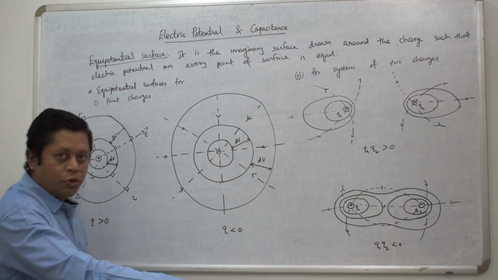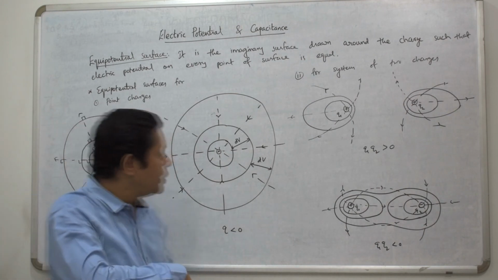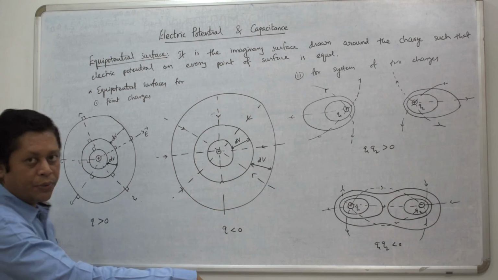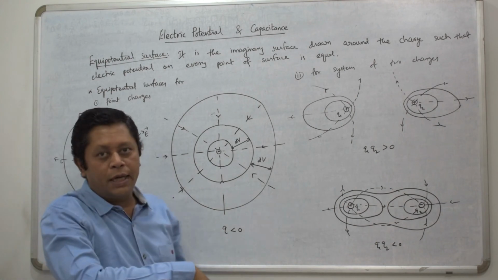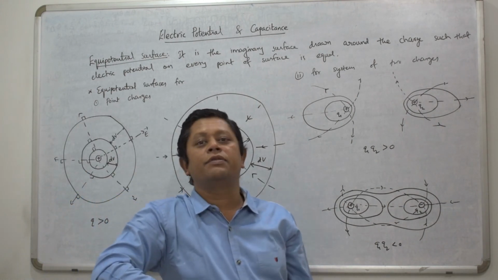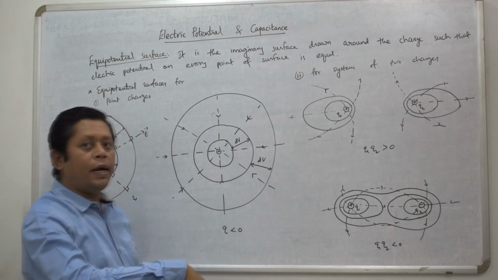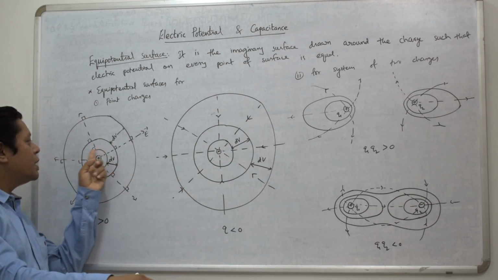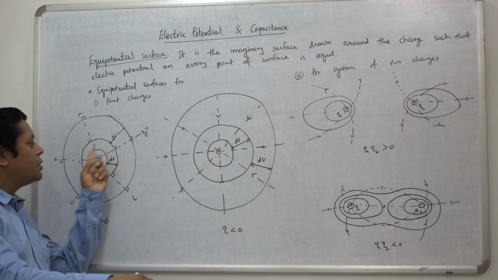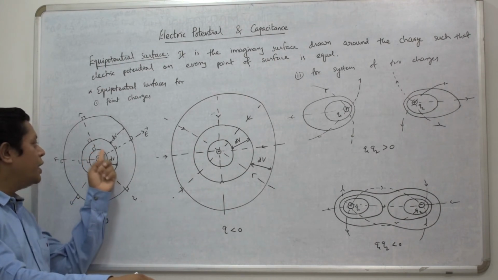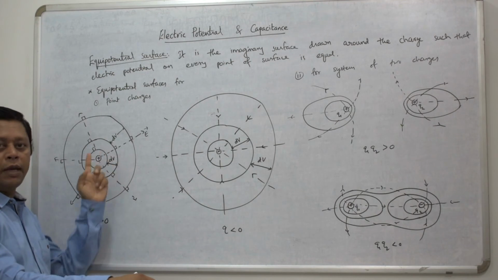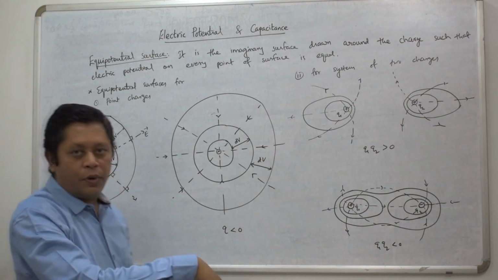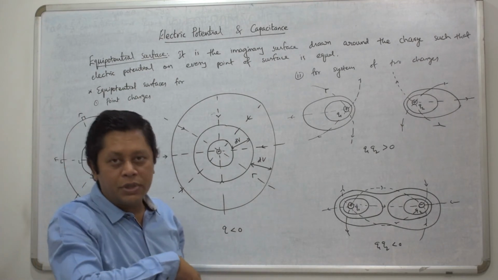Let us consider a point charge, say Q greater than 0 or Q less than 0. You know that for a point charge, the electric potential equation is given as V is KQ by R. So at a distance R from the charge Q, if you consider all the points around the charge at an equal distance R, on all those points the electric potential will be the same. So the locus of all those points is what we call an equipotential surface.